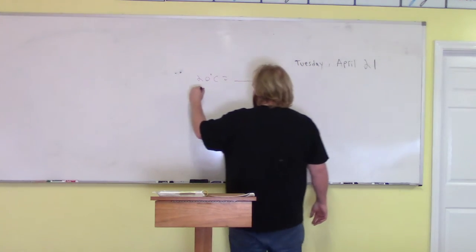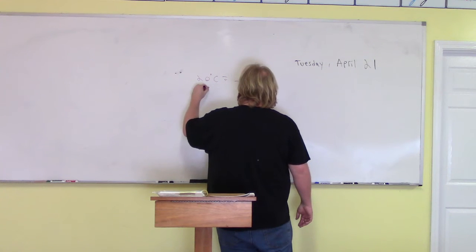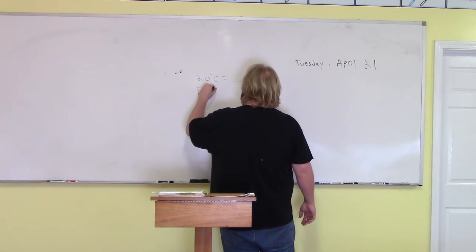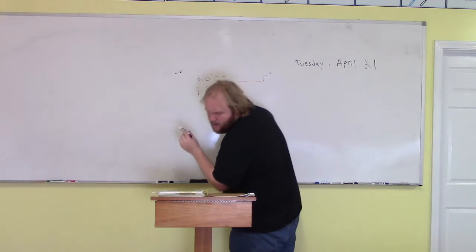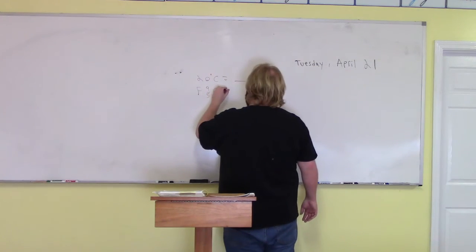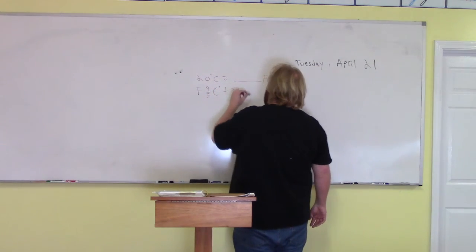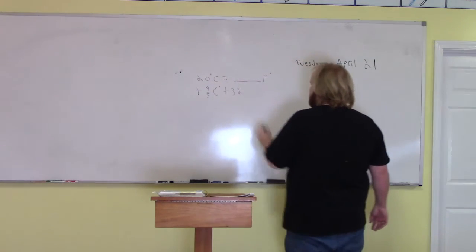Fahrenheit equals 9/5 times whatever Celsius is, plus 32. Alright, so what's our degrees Celsius?